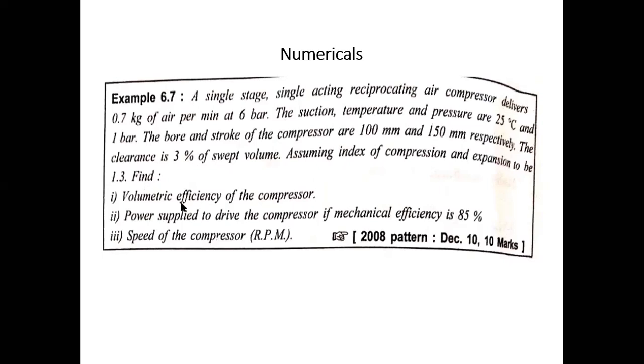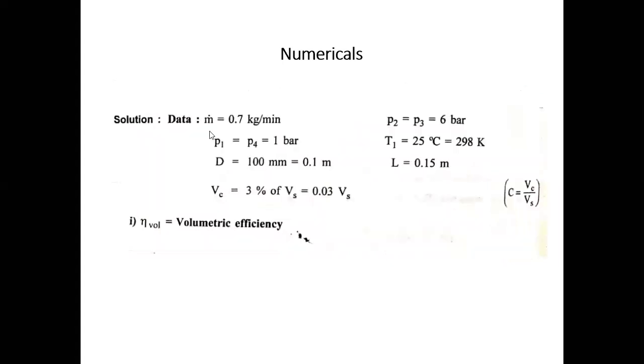Okay, so what we have to find out: volumetric efficiency of compressor, power supplied to drive the compressor, and speed of compressor. So these are the given data. We already saw it. Mass flow rate is also given there. The discharge pressure is 6 bar. Then suction pressure is 1 bar. Now, P2 is equal to P3 means what?